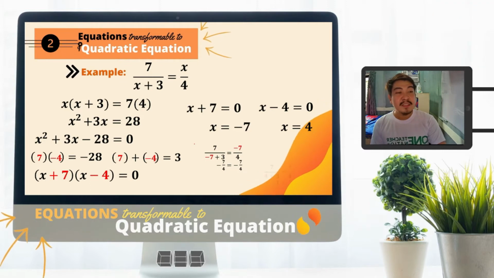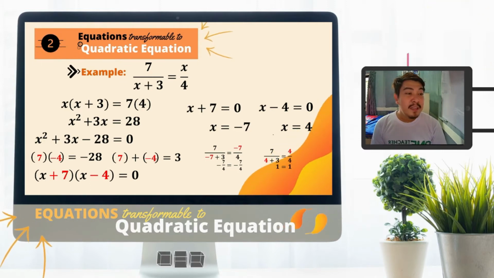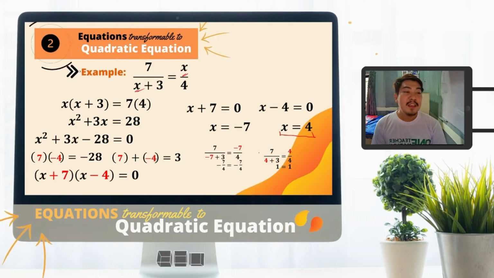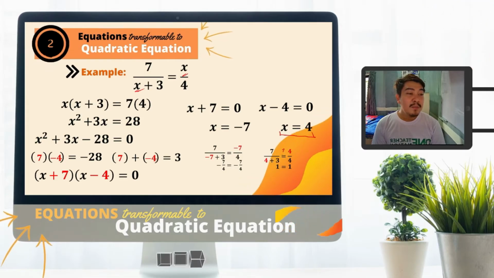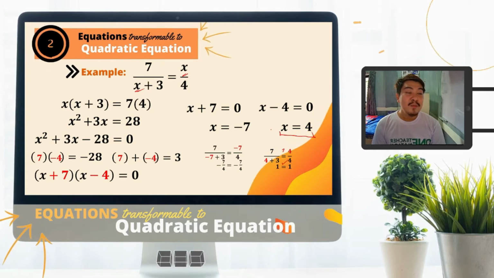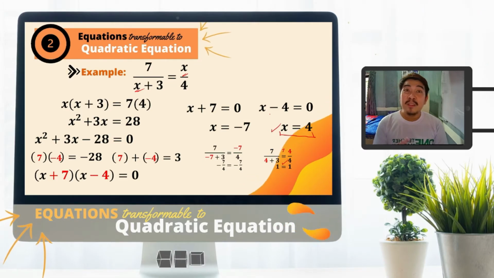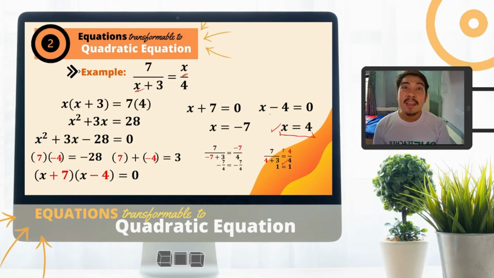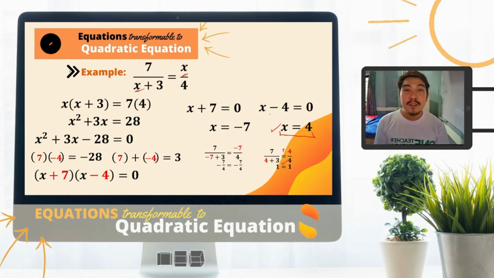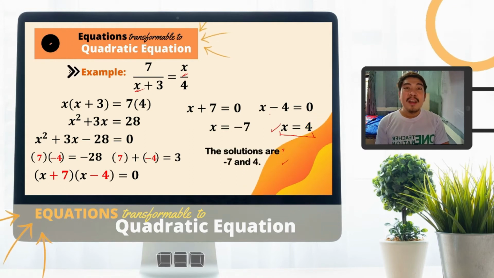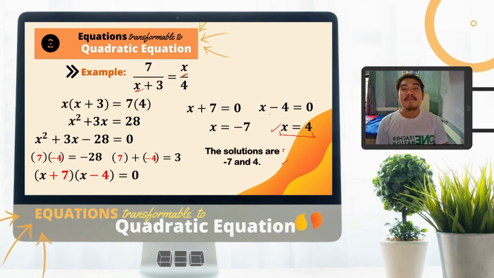Okay? So, next, dito naman tayo kay 4. Si 4 naman ang ating isa-substitute dito sa ating mismong equation. Ayan. So, kapag sinubstitute natin, 7 over 4 plus 3, equal ba siya kay 4 over 4? And if we are going to simplify, equal naman siya. So therefore, x equals 4 is one of our solutions. Since both of the values satisfy the given original equation, we can say na the solutions are negative 7 and 4.